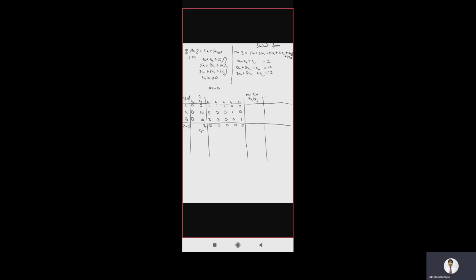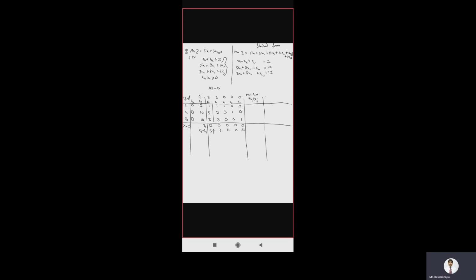Condition of optimality: Cj minus Zj. These Cj values, 5, 3, 0, 0, 0, are the coefficients of the variables in the objective function. 5 is positive, so x1 is the entering variable.